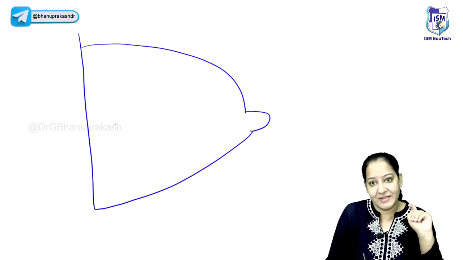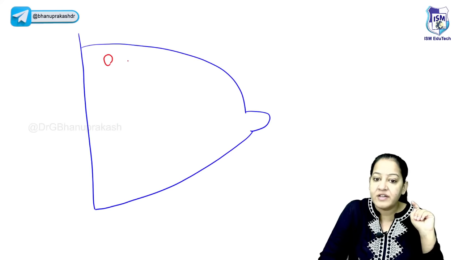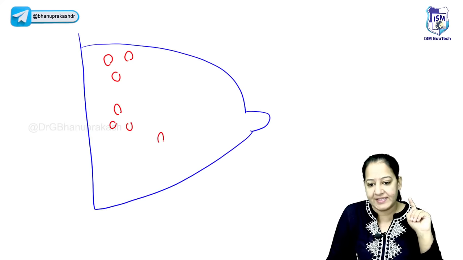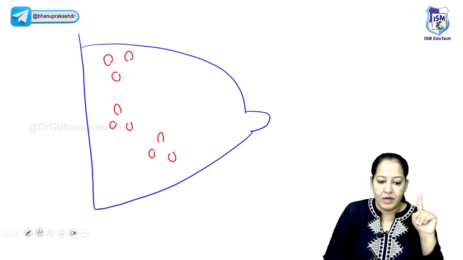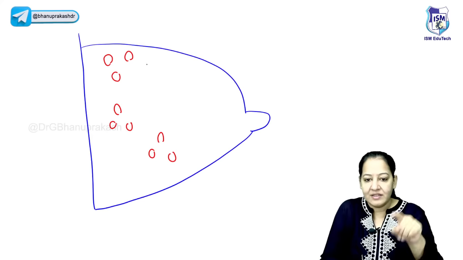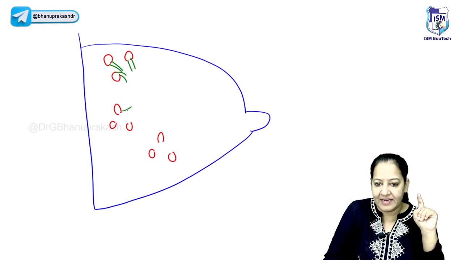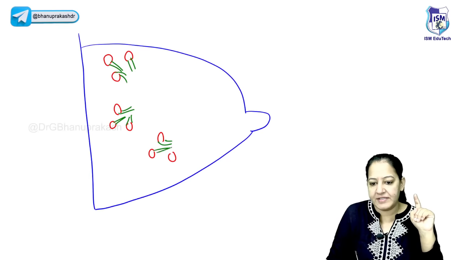Let me tell you what the epithelial component is. The epithelial component is in the form of the small ductules. Can you see? These all are small ductules, in the form of glands. Now all the small ductules will end in terminal ducts. These all are terminal ducts connecting them. They open in the terminal ducts, you can see.